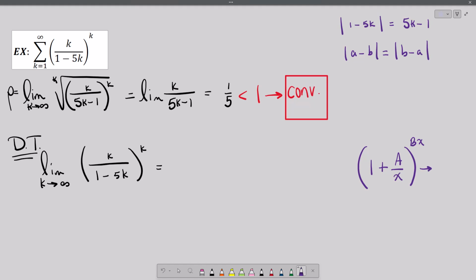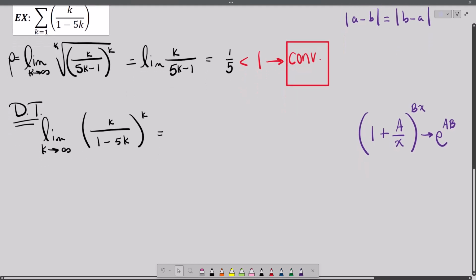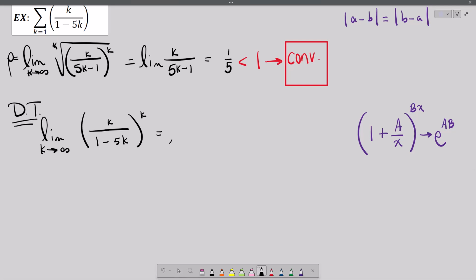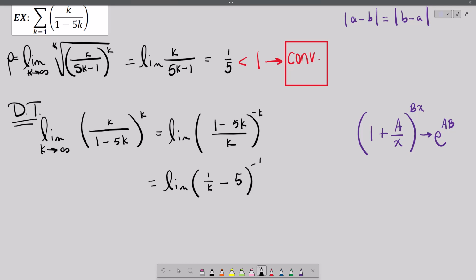What does that go to? E to the AB. So my question is, do you think we could manipulate that just to see if we could do a shortcut analysis? What happens if we flip the denominator? What would we do to the exponent? Make it negative, right? And then we could distribute in here, and we would have 1 over k minus 5, minus k.